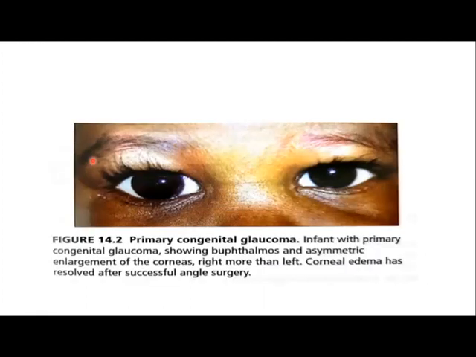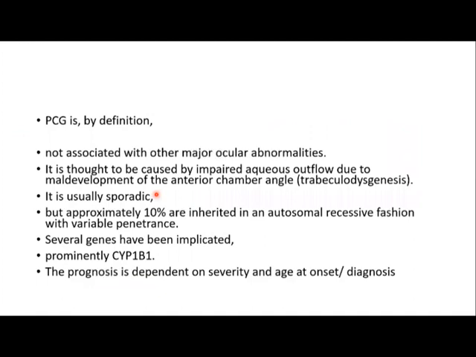And this picture is showing an infant with primary congenital glaucoma showing ophthalmos and asymmetric enlargement of the cornea. We can see the right cornea is larger than the left eye. Corneal edema has resolved after successful angle surgery in this patient.